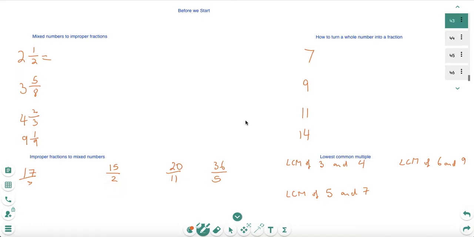This video is all about adding and subtracting fractions. Before we add and subtract fractions, we have a few bits of prerequisite knowledge we need to know. The first bit of prerequisite knowledge is turning mixed numbers to improper fractions.